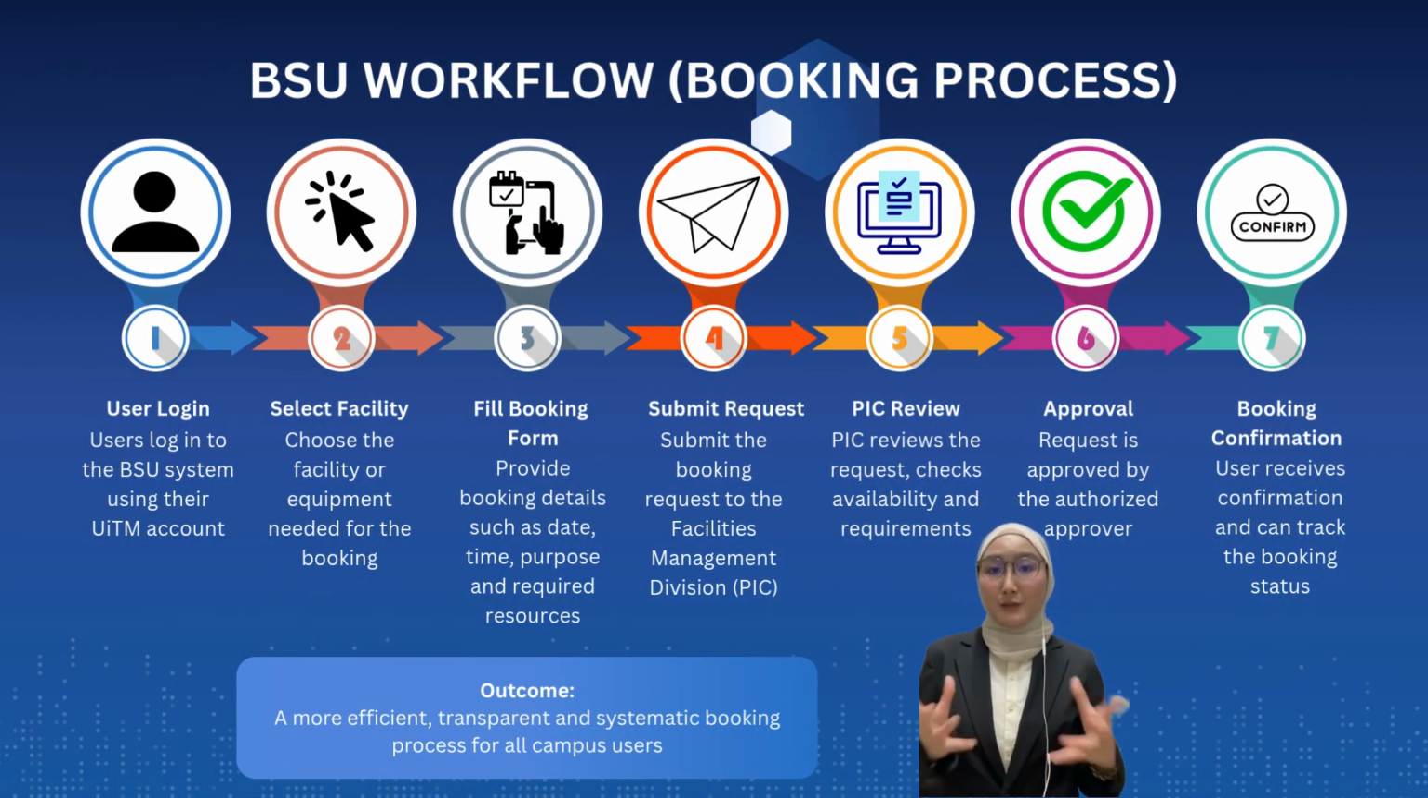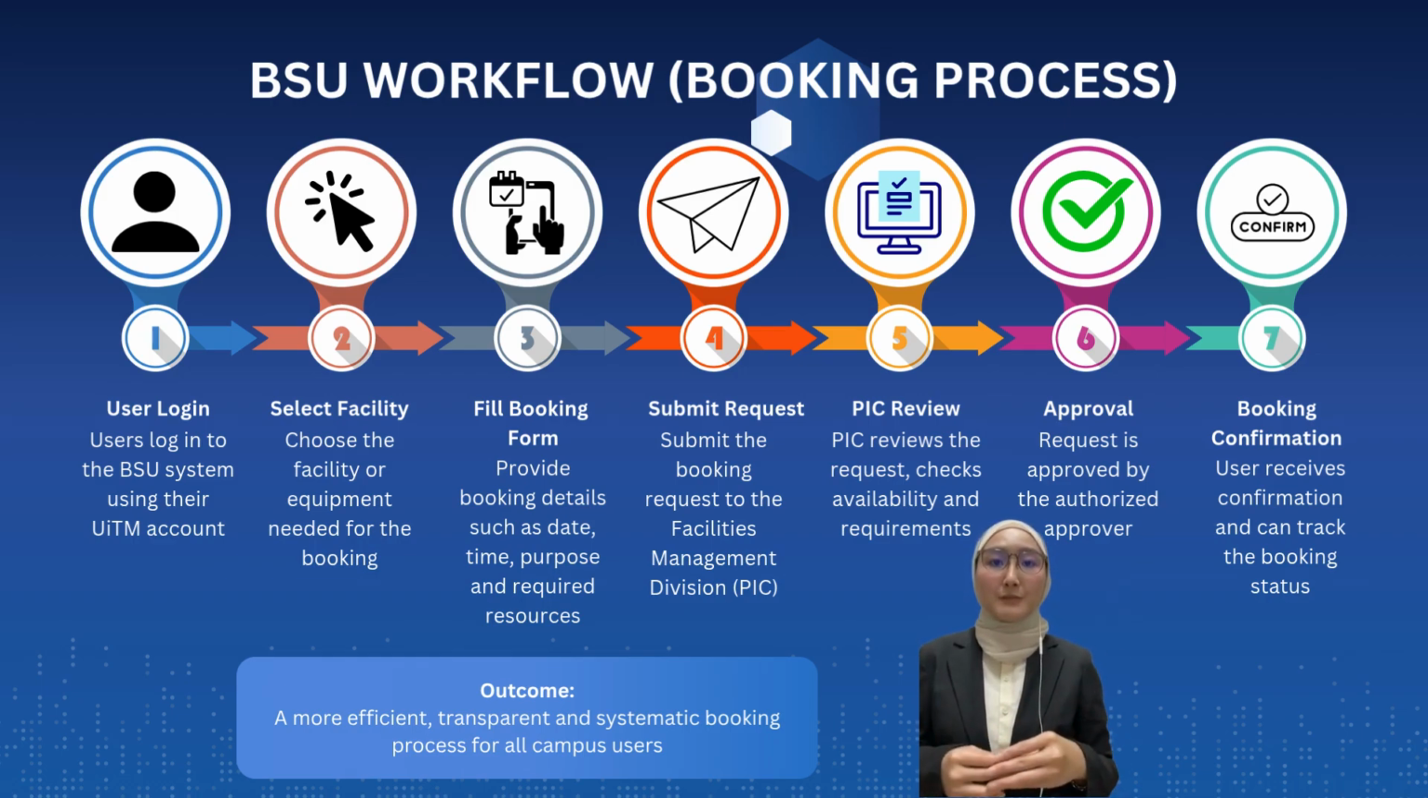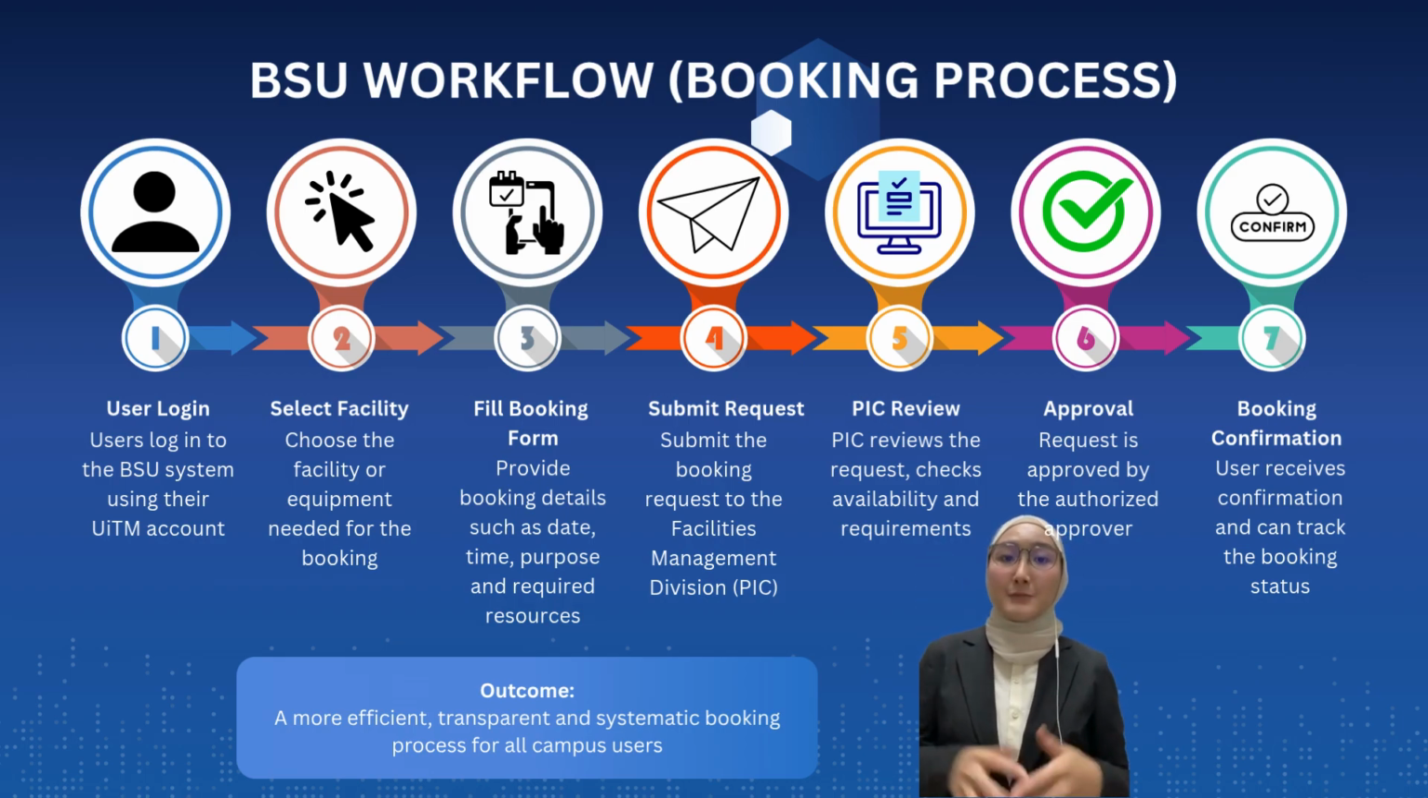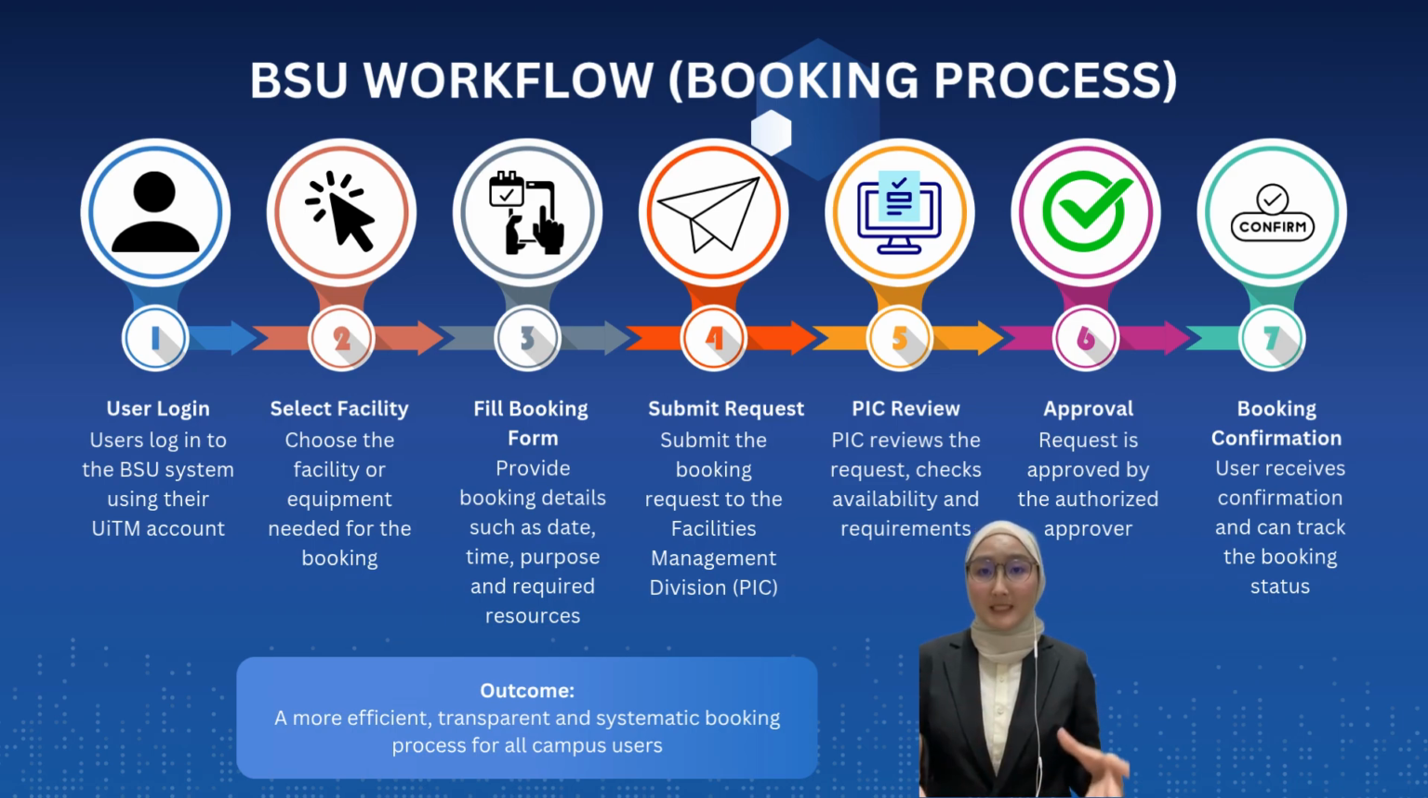Now that we have introduced the UiTM booking system, let's take a closer look at how the booking process works in practice. As shown on this slide, the process begins when a user logs into the PSU system using their UiTM account. After logging in, the user selects the required facility or equipment based on their program or activity. Next, the user completes the booking form by providing important information such as the booking date, time, purpose of use, and any additional resources that may be required. Once all the necessary details have been entered, the booking request is submitted to the Facilities Management Division, where the person in charge, or PIC, reviews the application and checks the availability of the requested facility or equipment. If all the requirements are met and the requested resources are available, the booking will proceed to the approval stage.